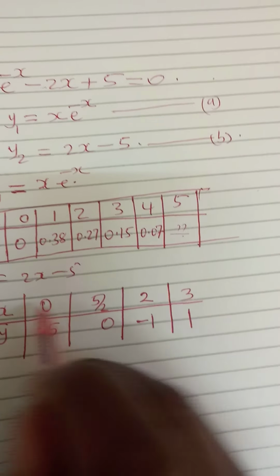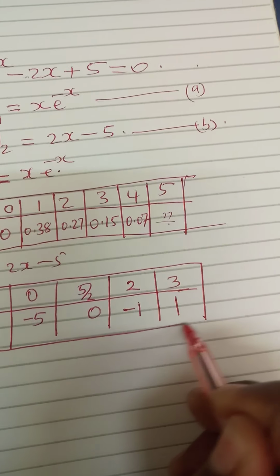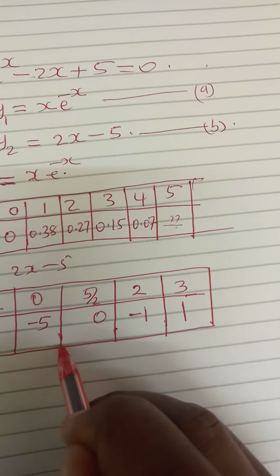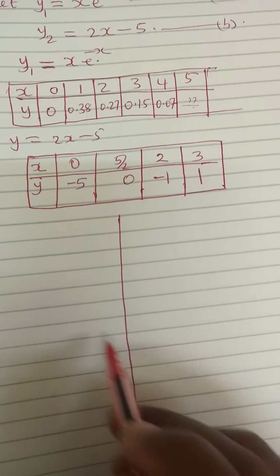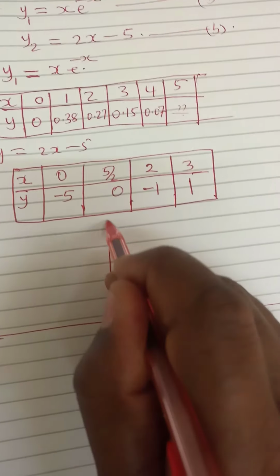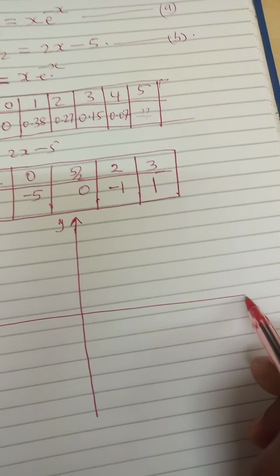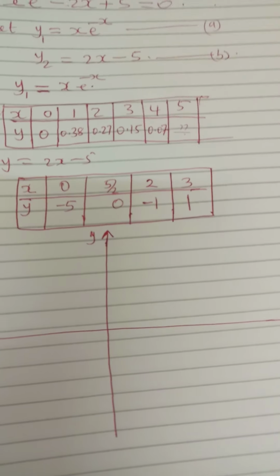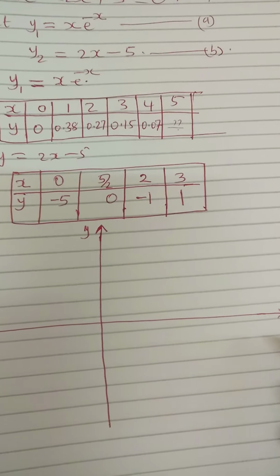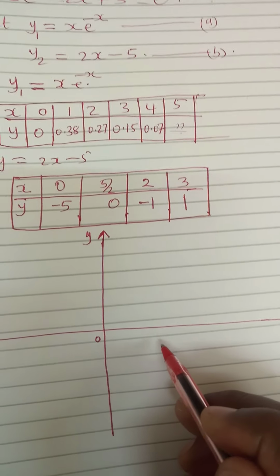These points are now sufficient for you to be able to find the root, or to show that this equation has a positive root. So we consider y against x plotting, and you are expected to use graph paper, of course, but I will use my rough paper here.